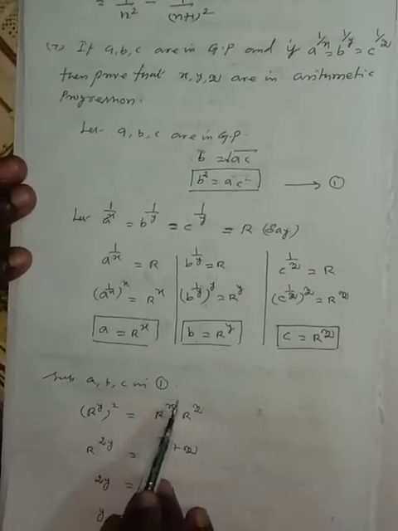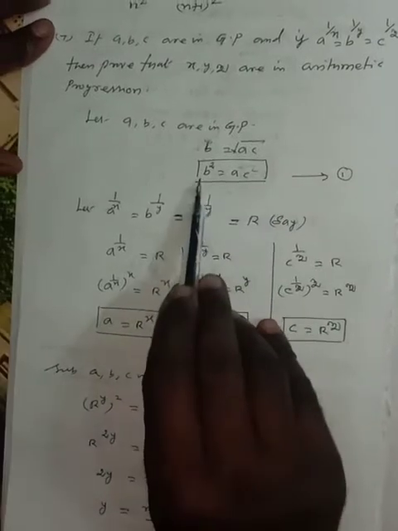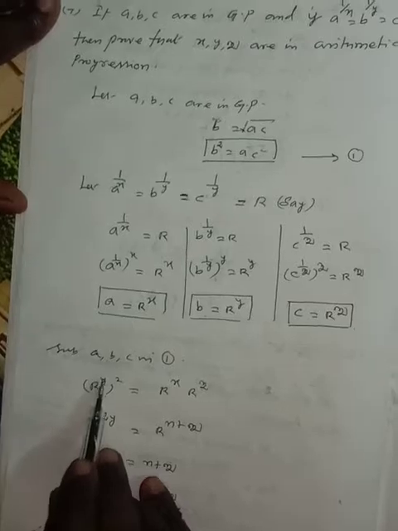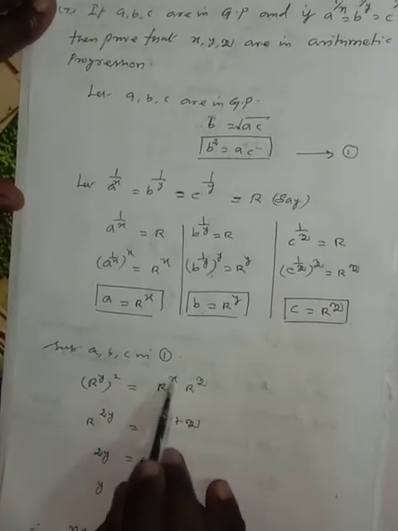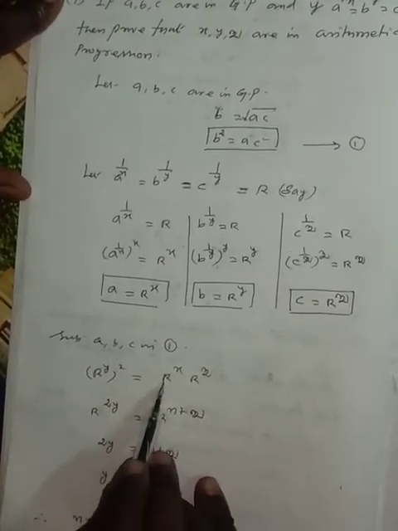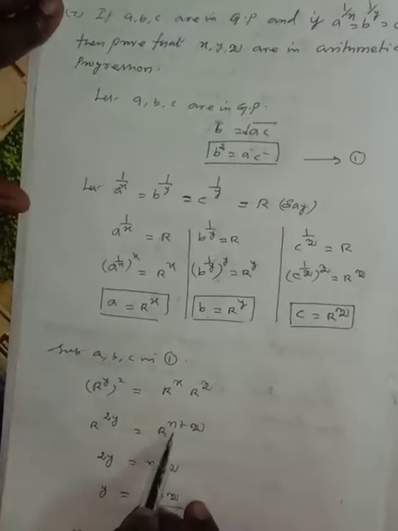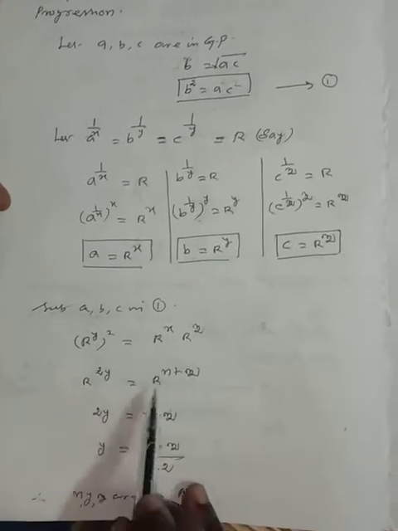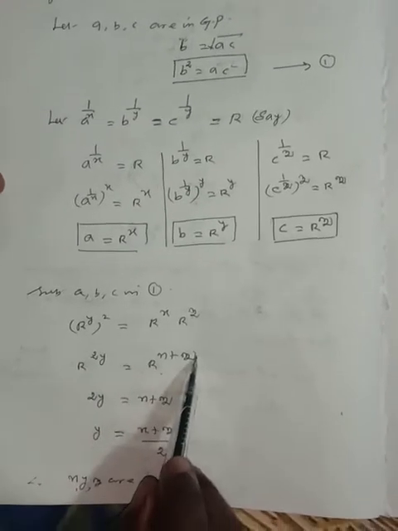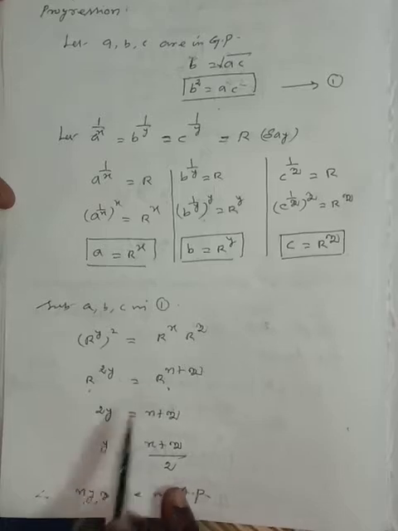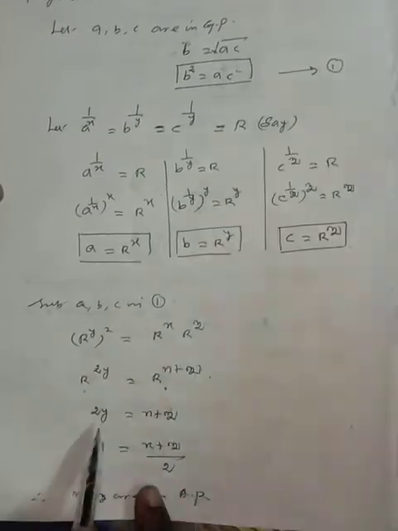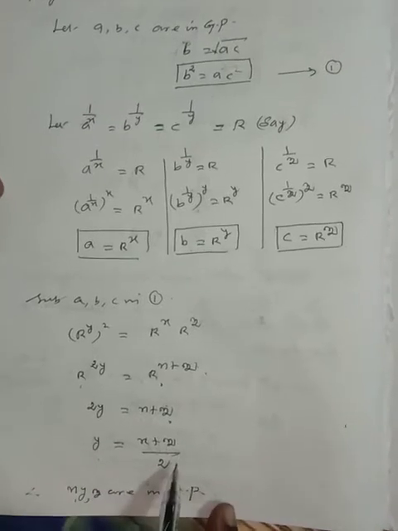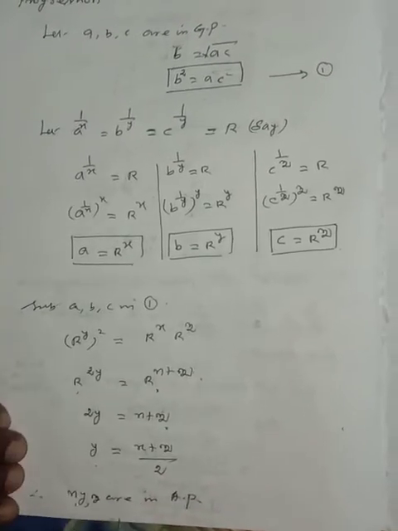Substitute a, b, c in equation number 1. That is b square is equal to ac. Applying, we get r power y whole square is equal to r power x into r power z. R power x into r power z can be written as r power x plus z. Now r power 2y is equal to r power x plus z. The bases r are same, therefore the powers are equal. 2y is equal to x plus z. Dividing by 2 on both sides, we get y is equal to x plus z by 2. So x, y, z are in AP.